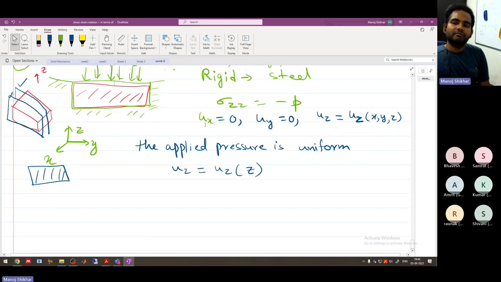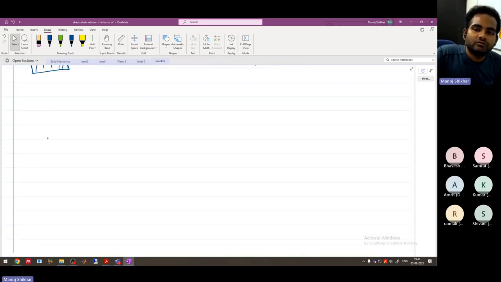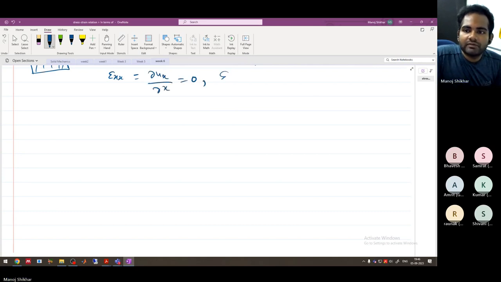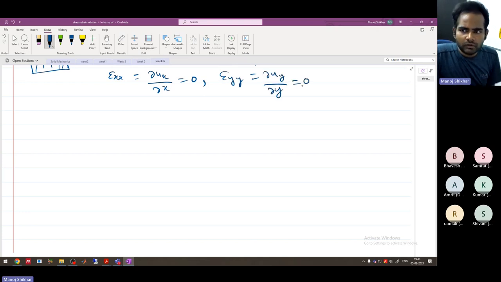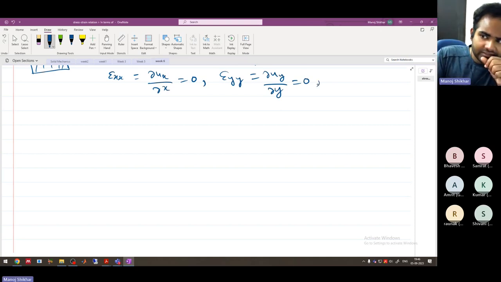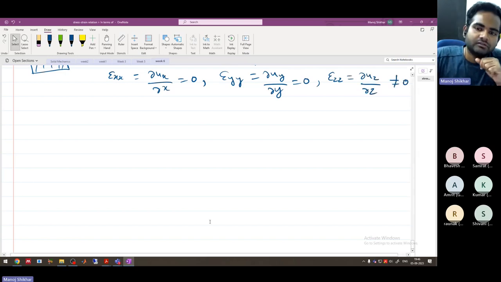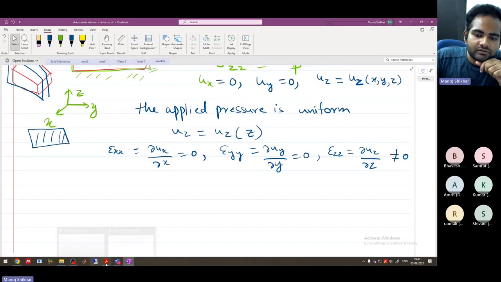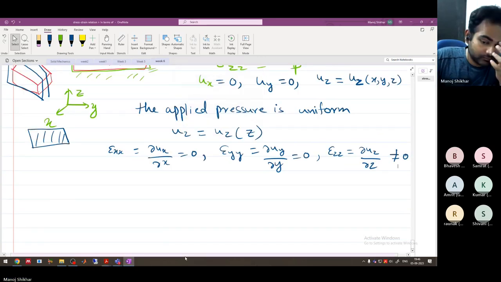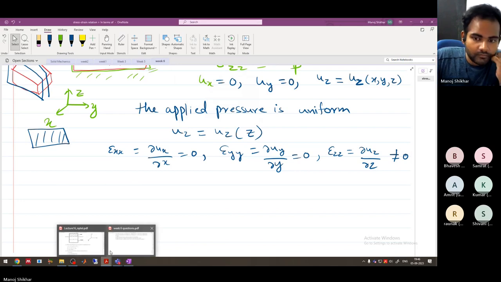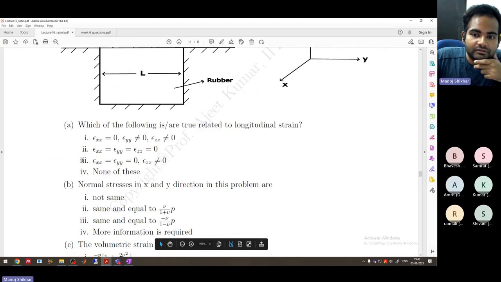Now we know the deformation map. We know UX, UY, and UZ. So what will be epsilon XX? It will be del UX by del X, so it will be 0. Epsilon YY is del UY by del Y, so it is 0. And epsilon ZZ is del UZ by del Z, so this is not 0. So the answer to this question will be 3.